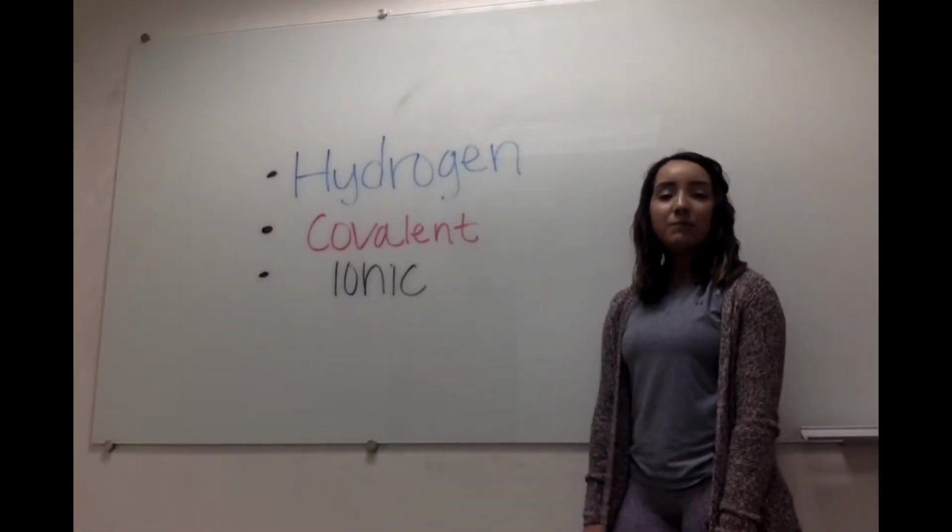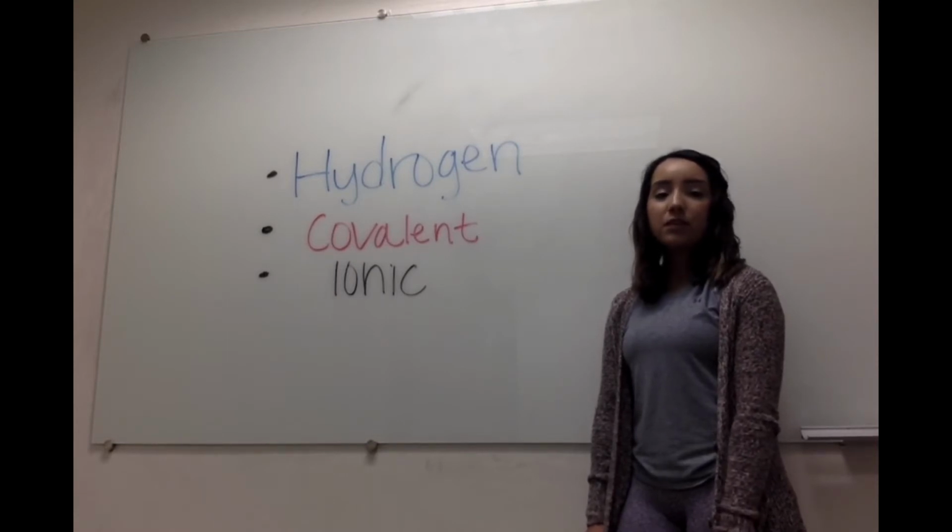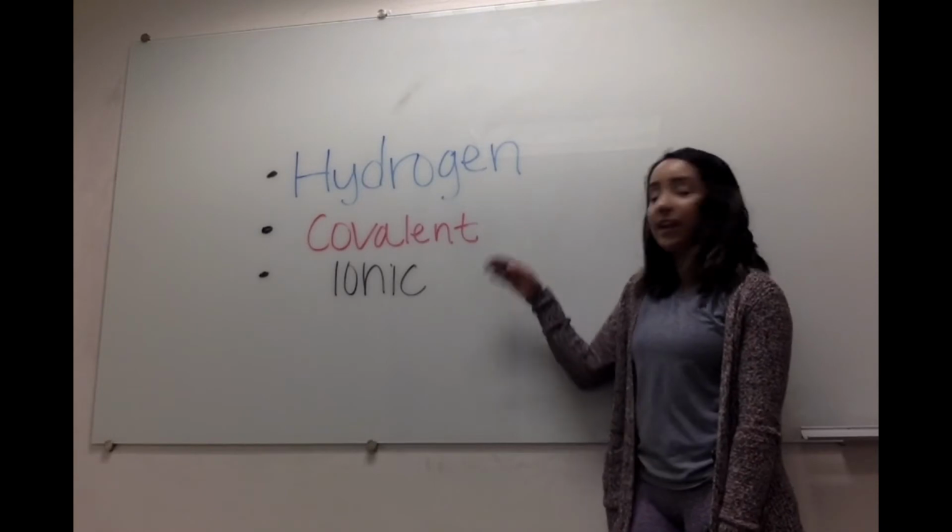Electronegativity is important because since the elements want their outermost shell to be full, they tend to form bonds with each other. These bonds are known as hydrogen, covalent, and ionic bonds.